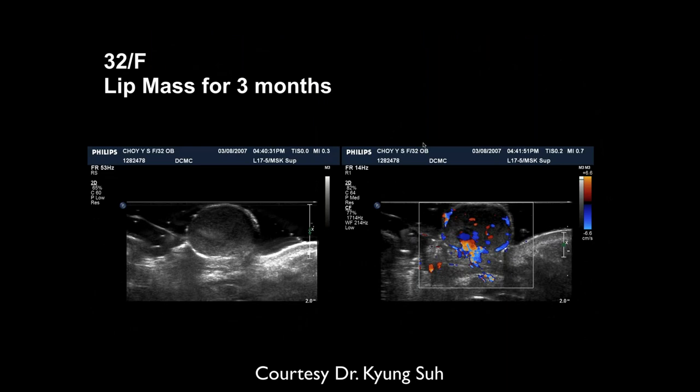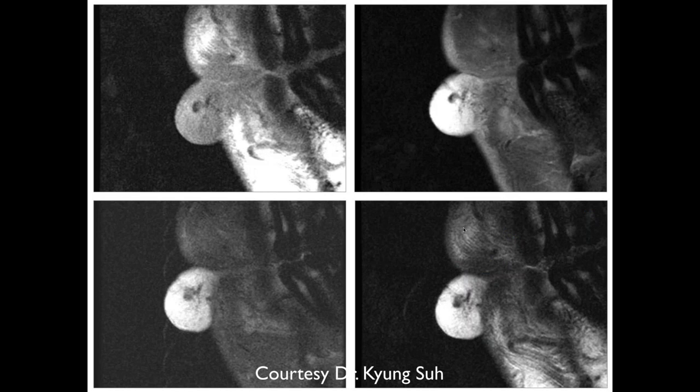Okay, a 30-year-old female with a lip mass for 3 months. Well, it looks like there is a solid vascular mass. I assume it's coming off the lip, as they say. So here are the teeth. Here's this lesion coming off the lip.